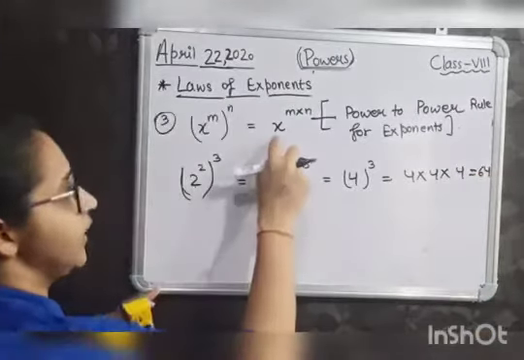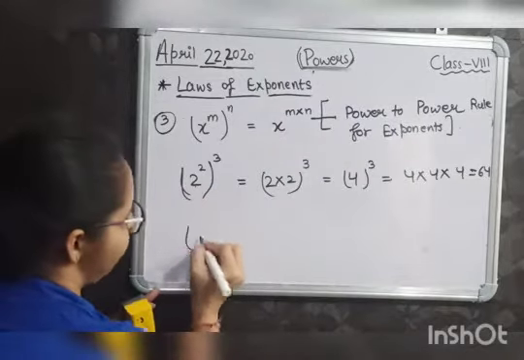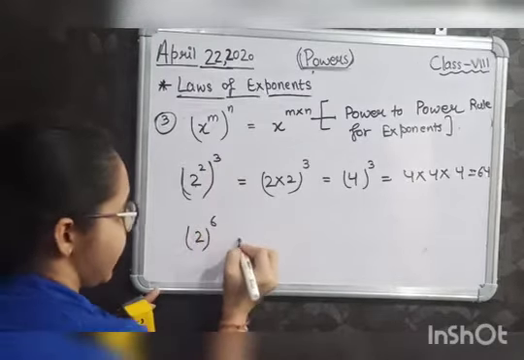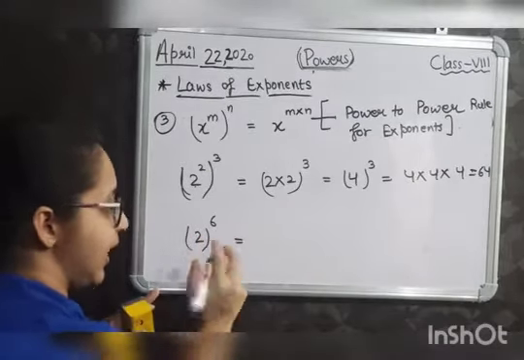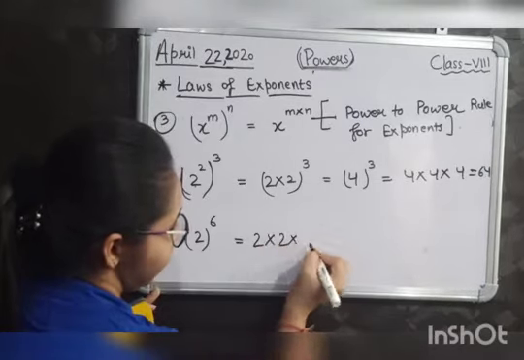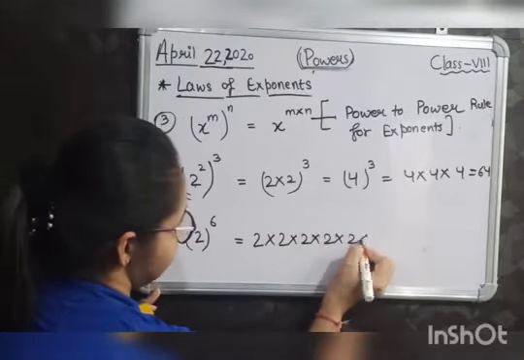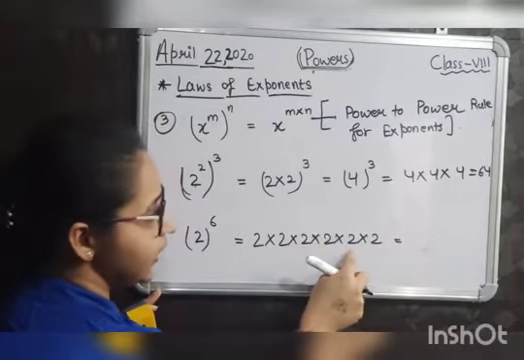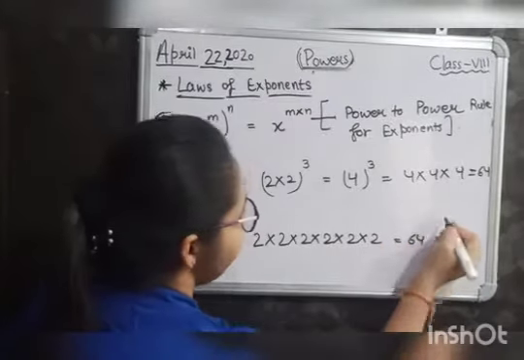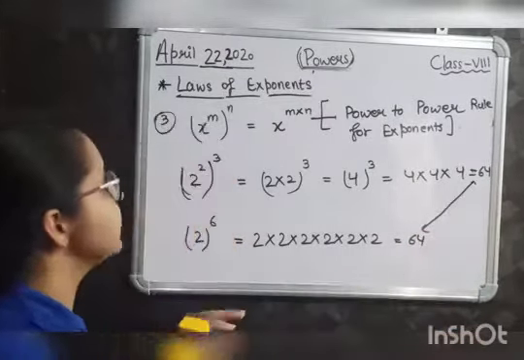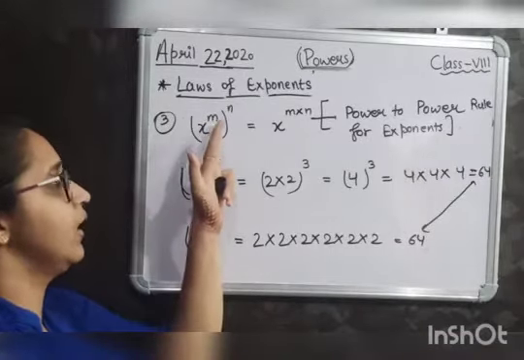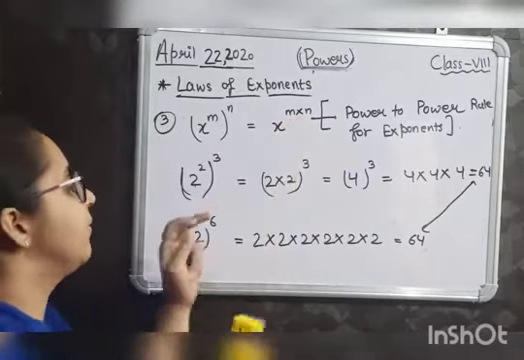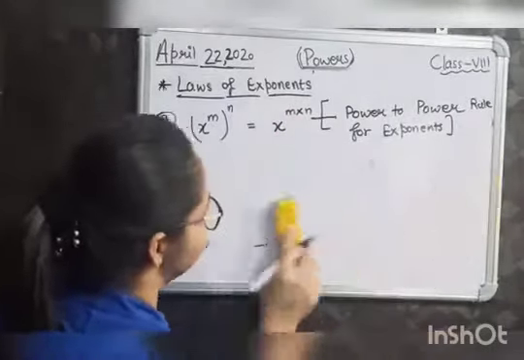Now come to the right hand side. According to this law, this will be simplified to 2 raised to the power, powers will be multiplied, 2 threes are 6. It becomes 2 raised to the power 6, and this will give you 2 multiplying 6 times. 2 twos are 4, 4 twos are 8, 8 twos are 16, 16 twos are 32, 32 twos are 64. Both answers are the same. It means x raised to the power m raised to the power n will give you x raised to the power m multiplied by n, powers will be multiplied.